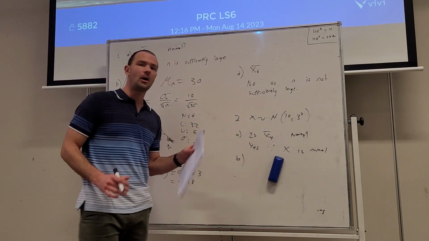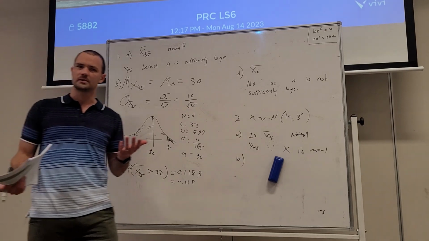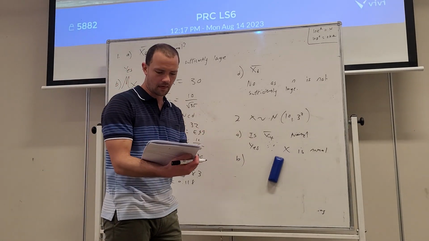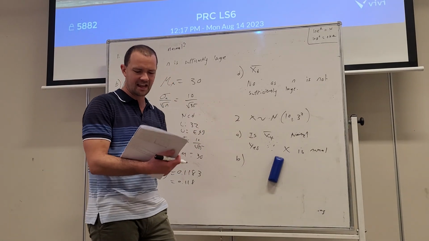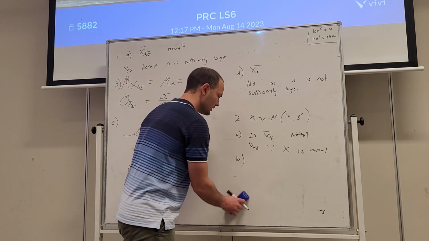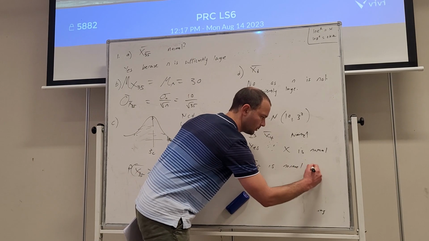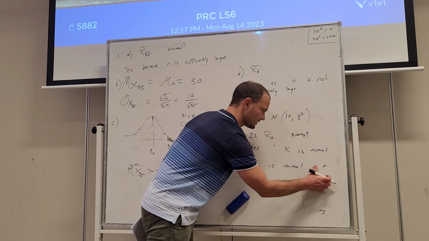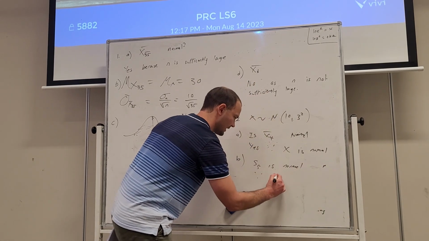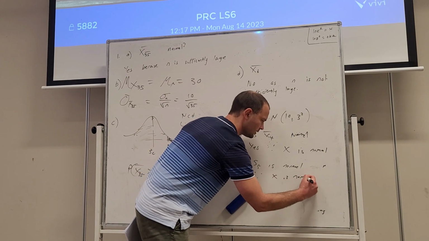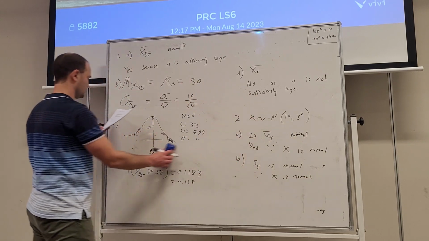Part B. How about S5, the sum of 5 observations? Well, again, appealing to that third dot point, if x is normal, xn and sn are normal. So S5 is also normal because x is normal. Okay, so that's what's going on with question 2.